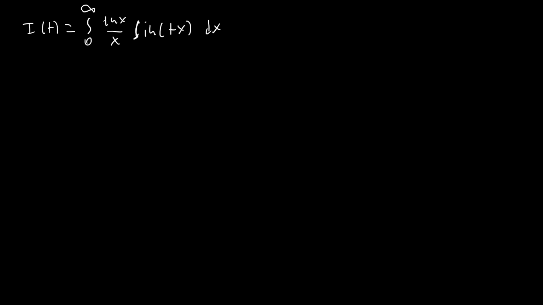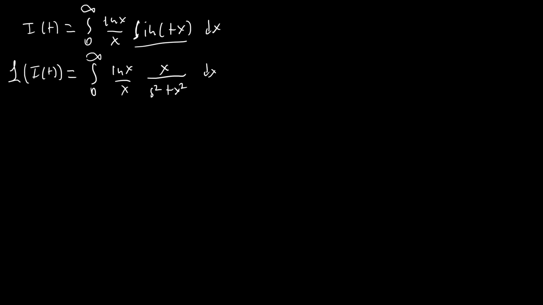So we're going to take the Laplace transform of I of t. As I said, we're going to interchange the integral in here, and we're only going to take the Laplace transform of this bit. We're going to end up with ln x over x times x over s squared plus x squared dx. Notice that these x's will beautifully cancel out with each other, and we just end up with the integral from 0 to infinity of ln x over s squared plus x squared dx.